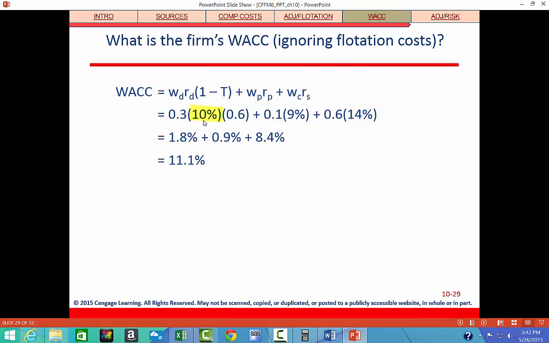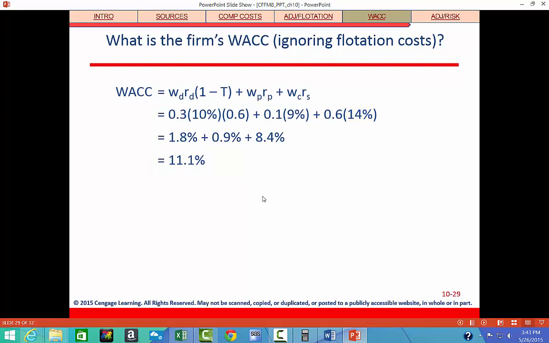We take our rate on debt that we got, which was 10%, times 1 minus the tax rate, so 1 minus 0.4 was 0.6. The rate on preferred that we estimated was 9%, and the average for the cost of common equity components was 14%. And so we get a weighted average cost of capital of 11.1%.